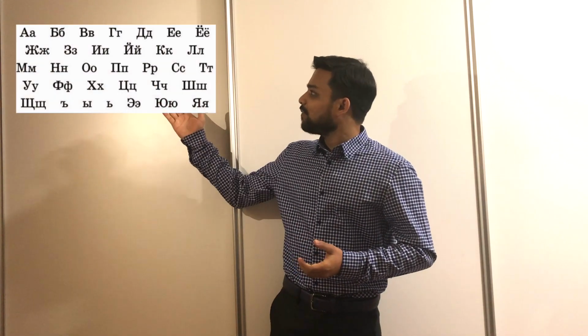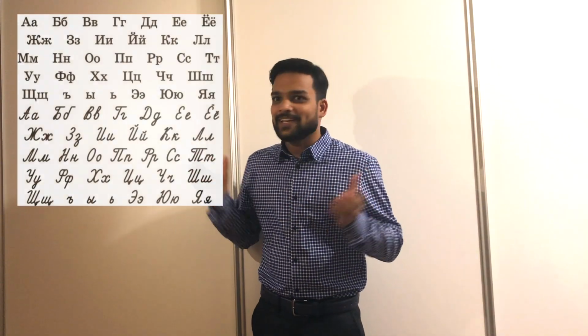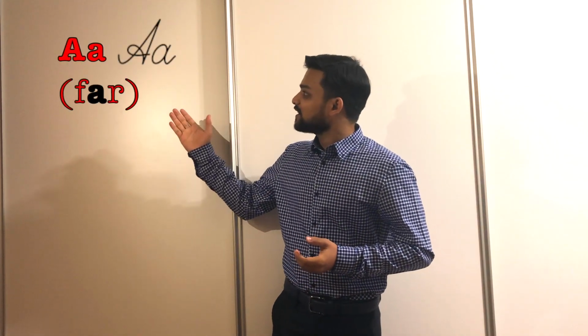So now, let's see how they look in the two different forms. This is printed form and this is cursive form. Guys, they look like aliens, but don't worry, we are going to do it one by one. So let's see the first letter. This is the first letter, which is pronounced as A in the English word far.